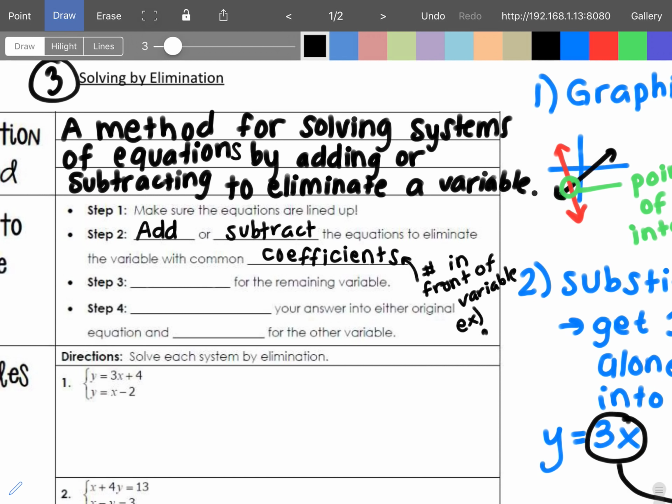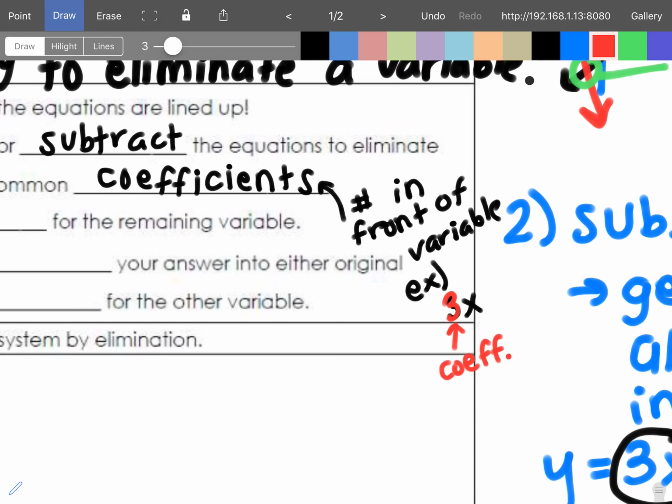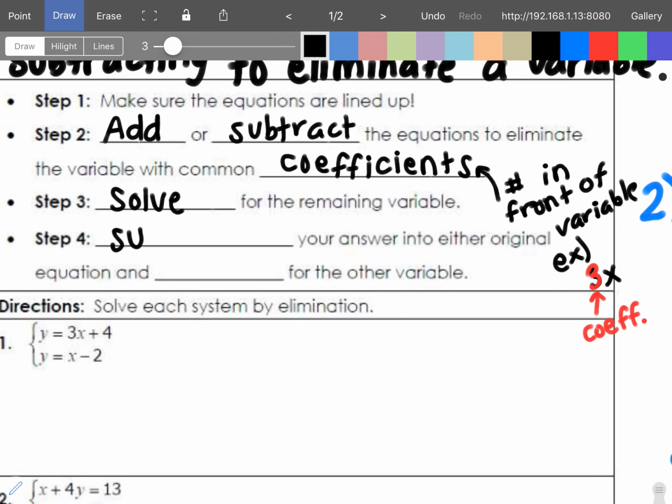For example, 3x. So this piece, this 3, that's your coefficient. I'm just going to say coefficient, okay? So coefficient is the number in front of the variable. For example, 3x, the 3 is a coefficient, not the x, just the 3. So it says add or subtract the equations to eliminate the variable with common coefficients, and you're going to see what that means again. I'm going to show you guys what all this is. So then you're going to solve for the remaining variable, substitute your answer into the original equation, and solve for the other variable.